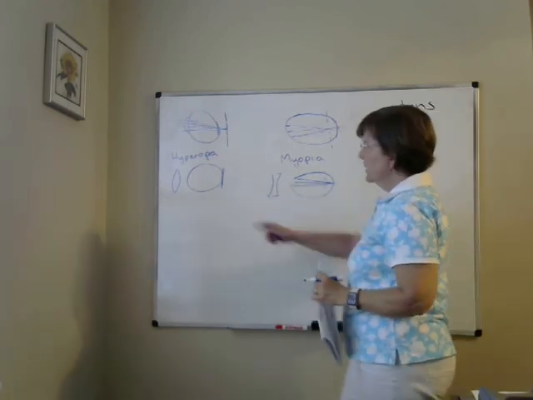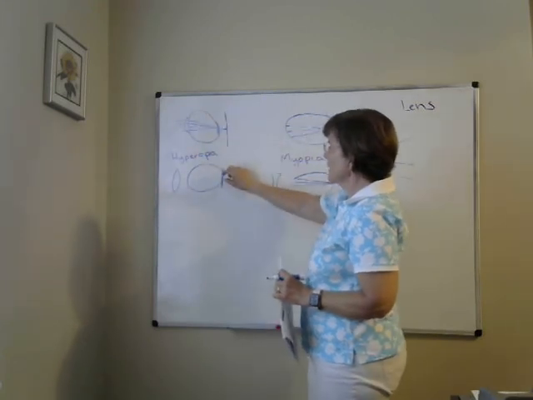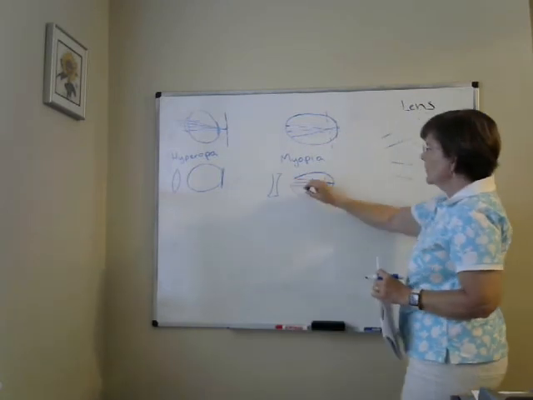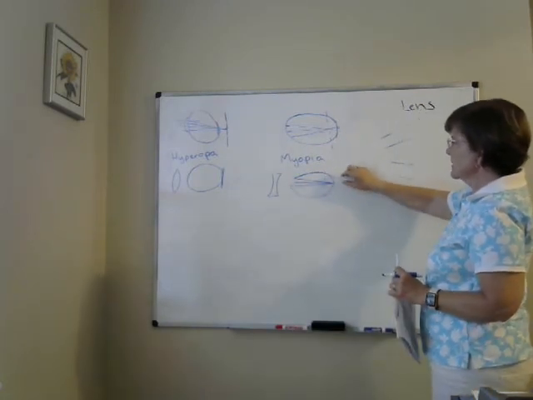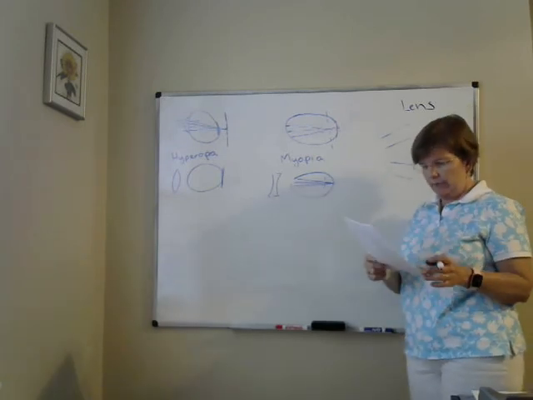So a converging lens will focus those rays a little earlier so we can get it right on the retina. A diverging lens spreads those rays out a little bit so it takes longer and they can reach the back of the eye before they form that image.